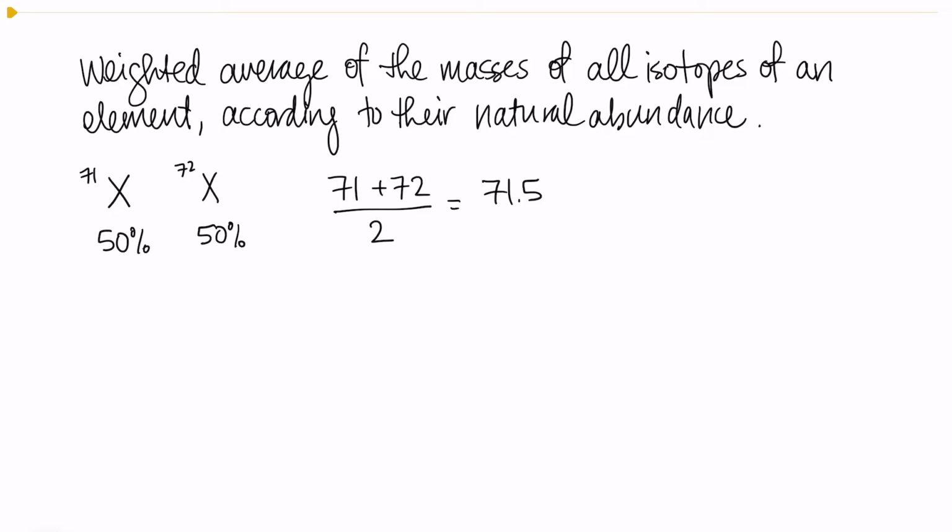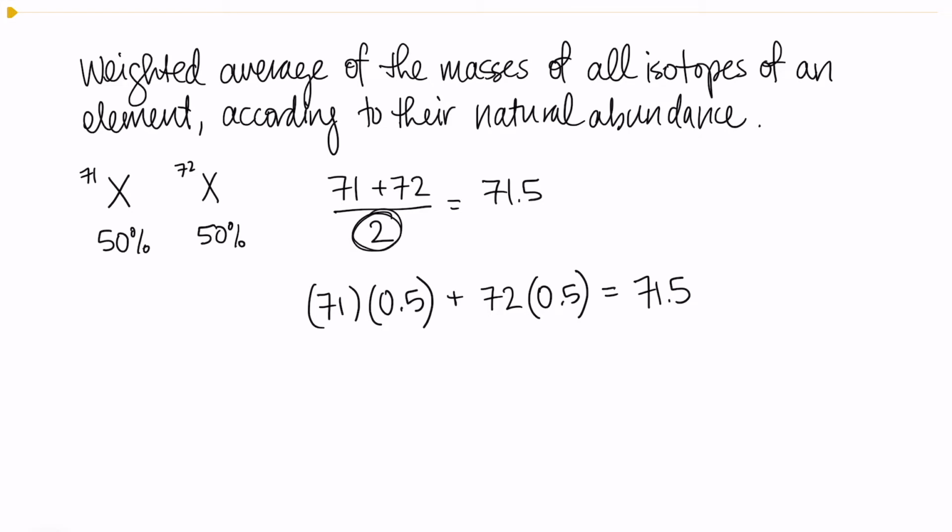Okay, now I'm going to show you how to do this written out the way we would do it if we're doing the weighted average and they weren't 50%. So I've got 71, that's my first isotope. I'm going to multiply by 0.5. That's my 50%. Then I'm going to add 72 multiplied by 0.5. And then when I do that, I'm going to end up with 71.5 as my weighted average. So we get the same thing regardless of which way we did it because our 0.5, the 50%, is just the same as our 1/2 that we put up here.